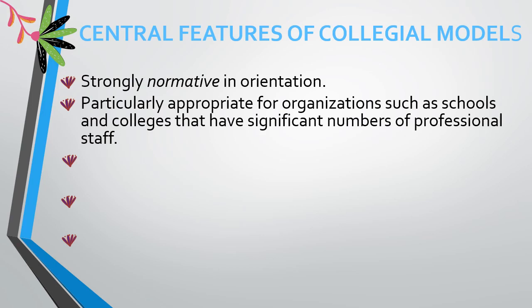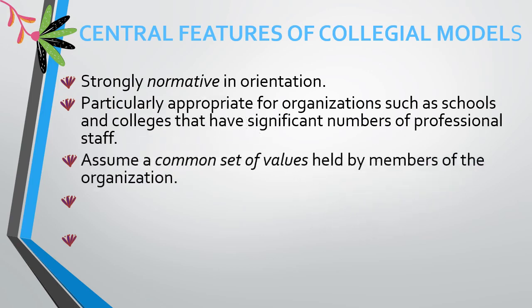Education necessarily demands a professional approach because pupils and students need personal attention. Teachers require a measure of autonomy in the classroom but also need to collaborate to ensure a coherent approach to teaching and learning. Number three, collegial models assume a common set of values held by members of the organization. These may arise from the socialization which occurs during training and the early years of professional practice.